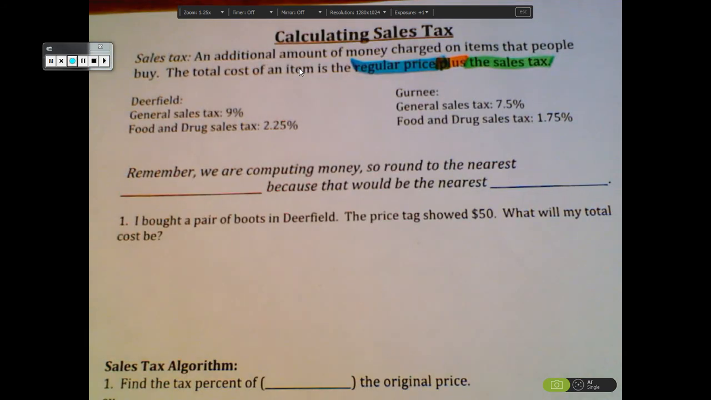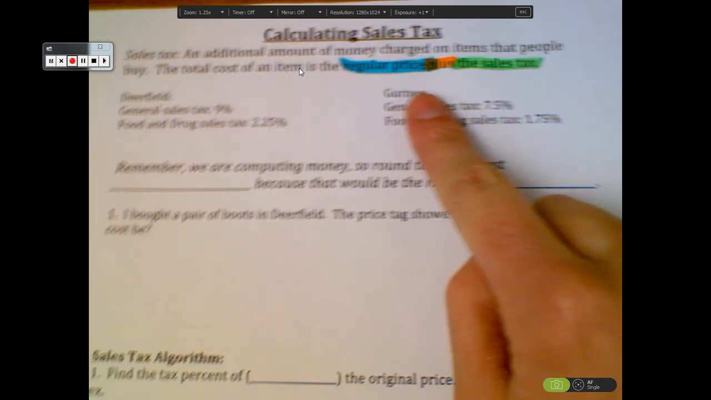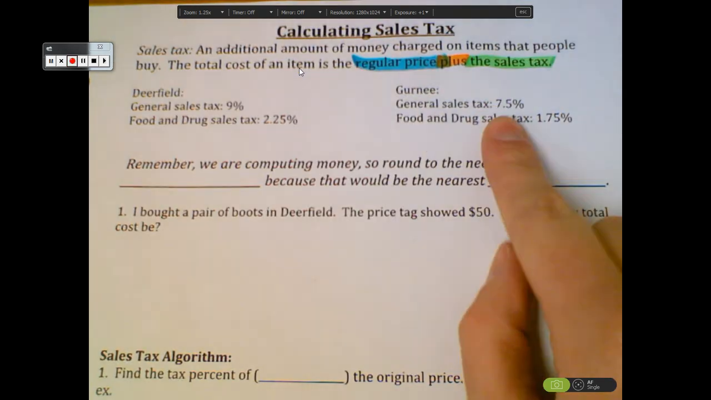In Deerfield, well, in some parts of Deerfield, the sales tax is 9%. That's on regular items like shoes or hats and really just anything you go to the store and buy. Food and drug tax is a little bit cheaper, so any food that you buy or any medicine that you buy, it's got a little bit of a lower tax. It's 2.25%.